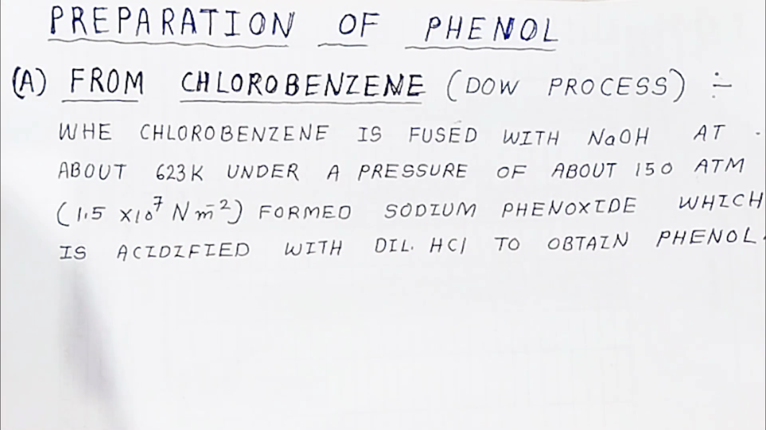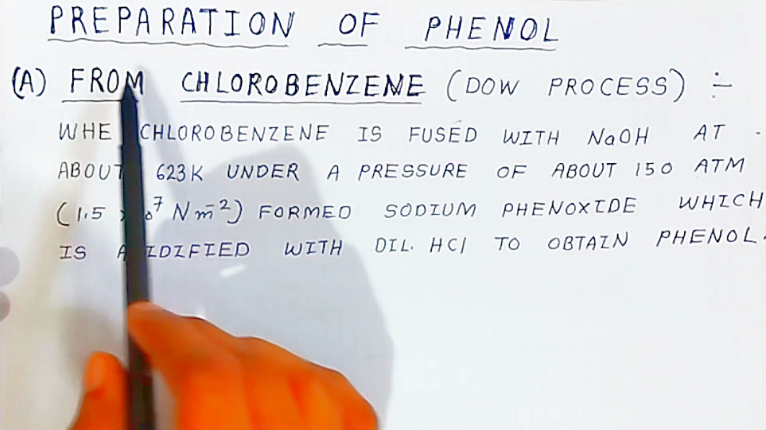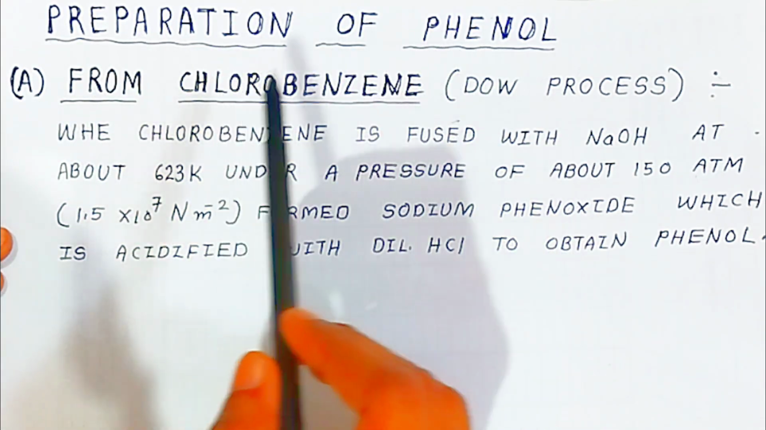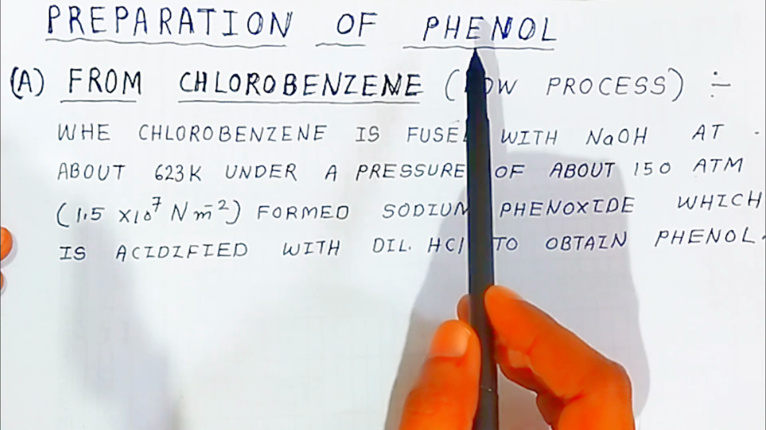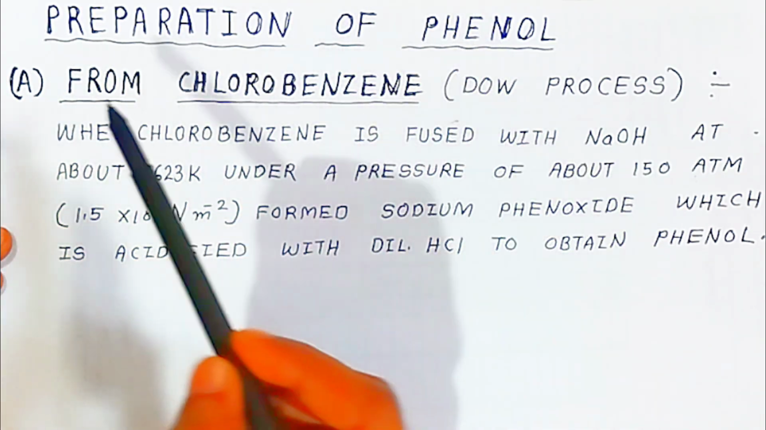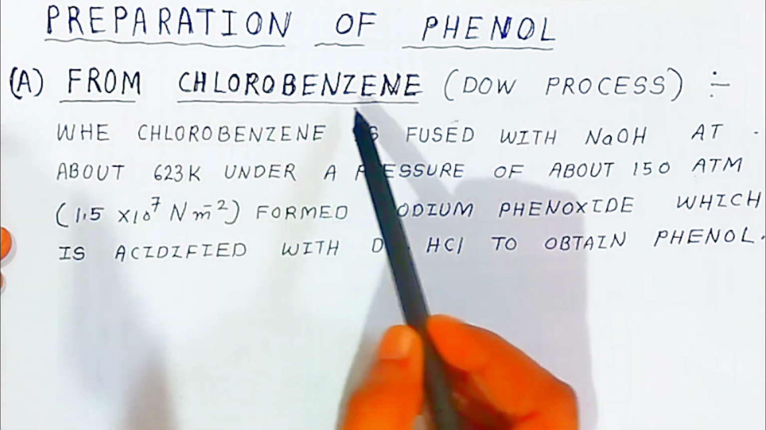In this video, students, we are going to prepare phenols, that is, the preparation of phenols. Here, students, we are going to use four raw materials to prepare phenol. Phenol is a very important compound for preparing many commercial products. So the first raw material that we are going to take is called chlorobenzene.